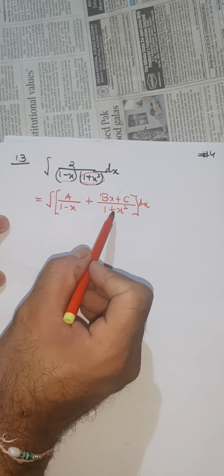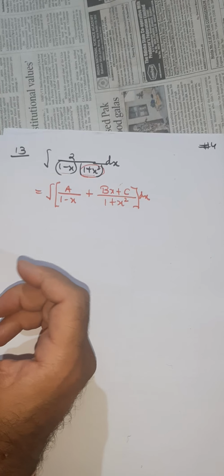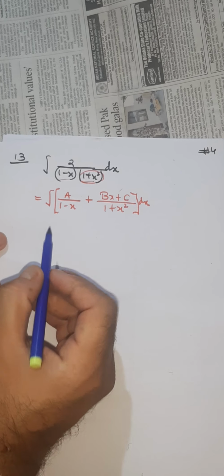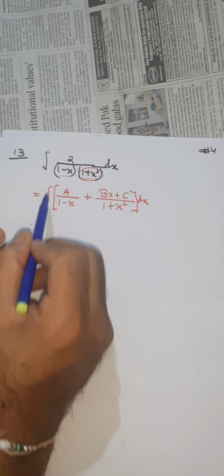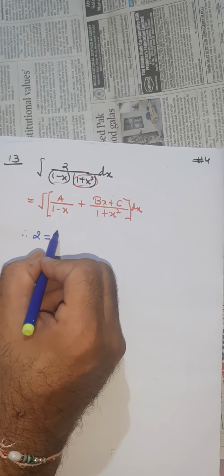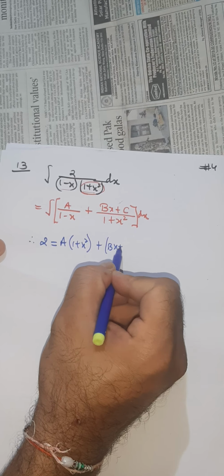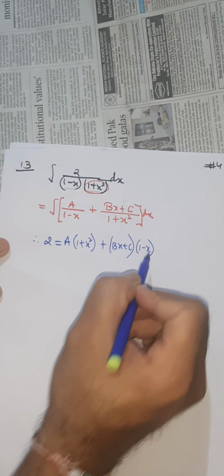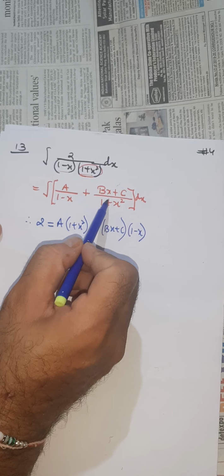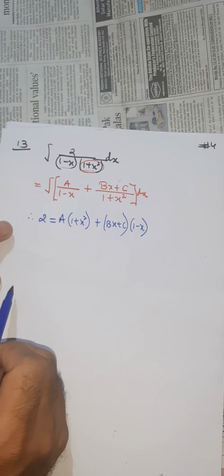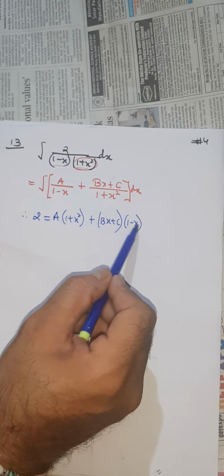Constant upon linear, and this quadratic, which I have set here as a linear expression. Now what we do, we compare the numerators, and then we get a, b and c. What is the numerator here? 2. What about this cross multiplication? A into 1 plus x square plus bx plus c into 1 minus x. Cross multiplication: a into this, bx plus c into this, and then this denominator and this denominator go away, so you are left with the numerators. Your numerator is 2, and the other numerator is, after cross multiplication, this.